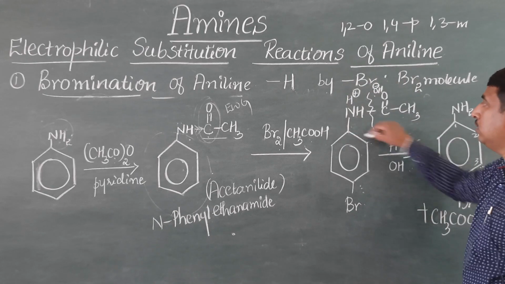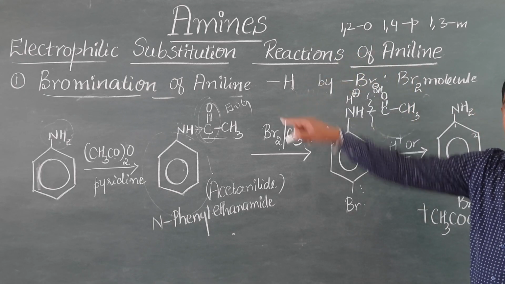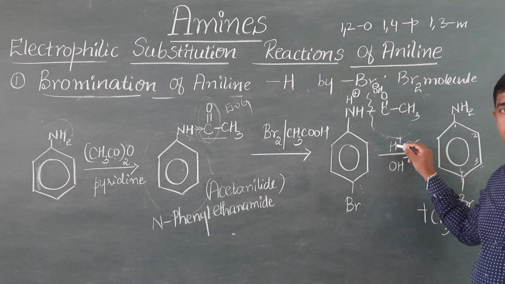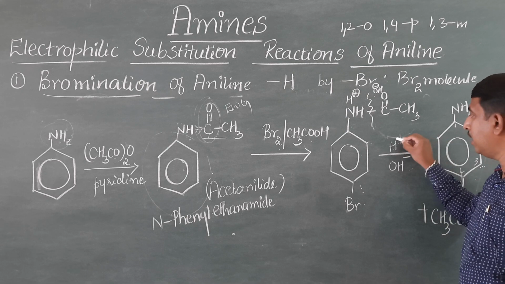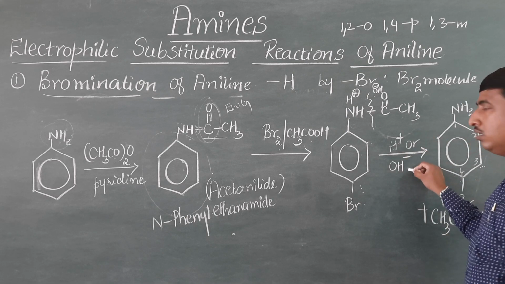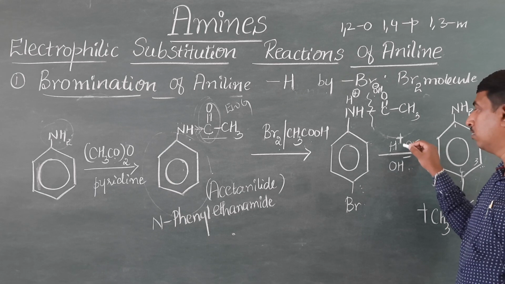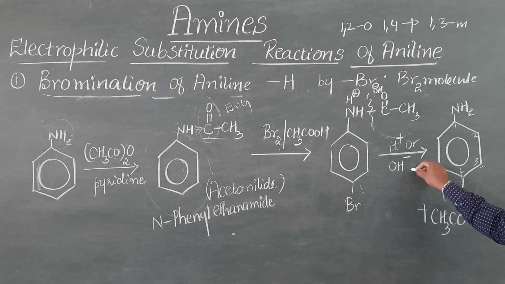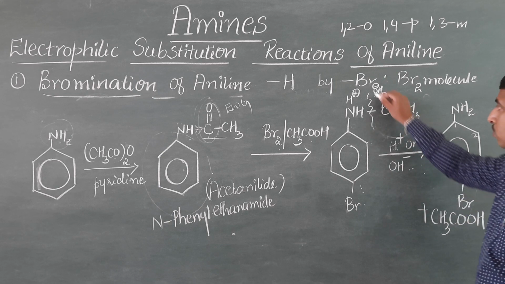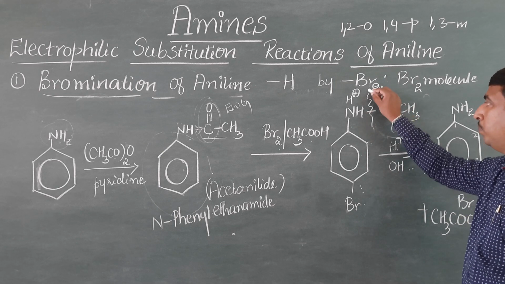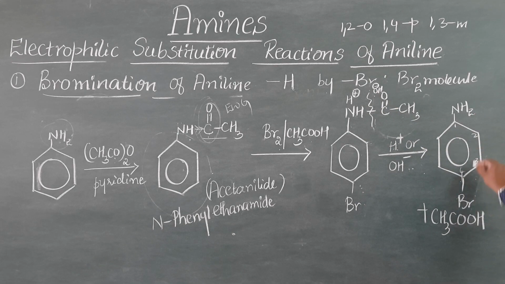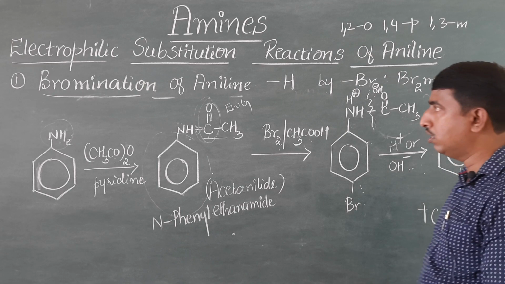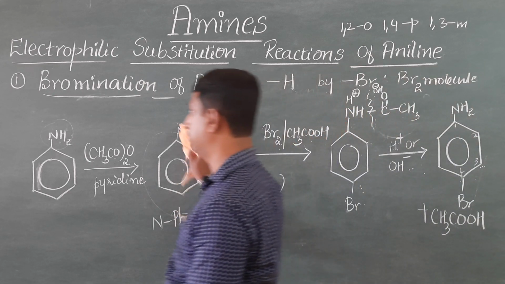Finally, to convert this group once again to NH2, we carry out hydrolysis, either acid hydrolysis or alkaline hydrolysis, means either by adding a dilute solution of an acid or an aqueous solution of a base. So this polar bond will break, forming para-bromoaniline along with acetic acid. This is about bromination of aniline.